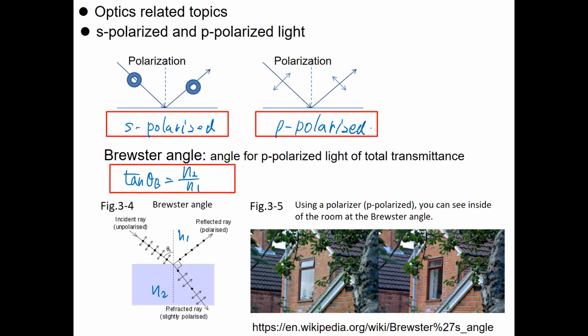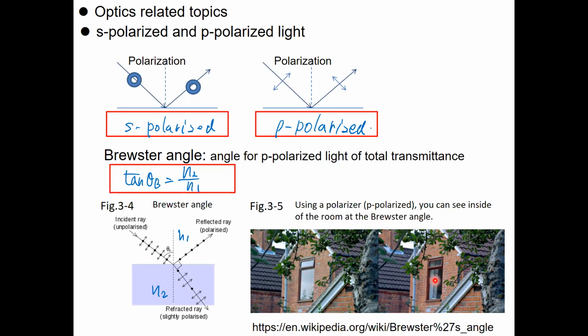So you could utilize this phenomenon efficiently. For example, this is a Wikipedia page about using polarized light. If you use only P-polarized light, you cannot see any reflection of P-polarized light, so there's no reflection. That's why you could see inside the window. But if S-polarized light is mixed in, there's some reflection from this glass window.